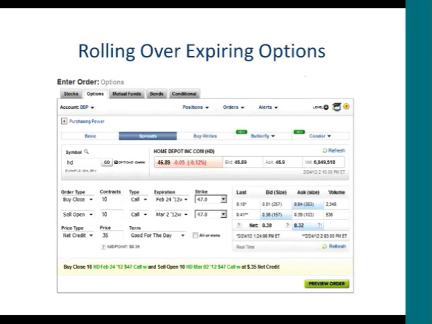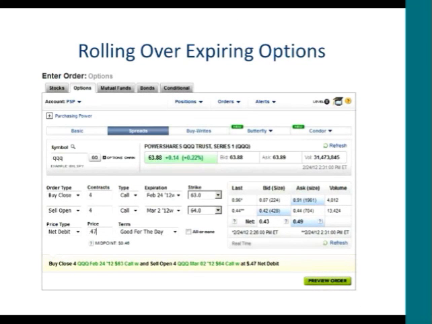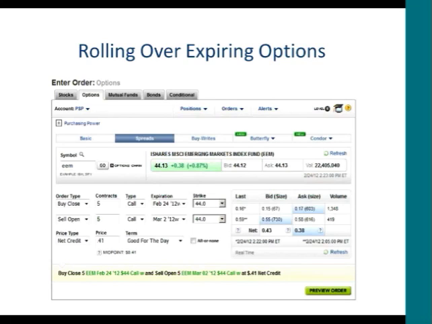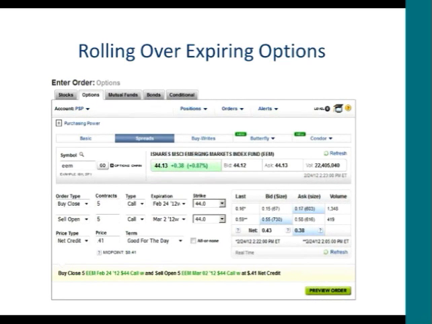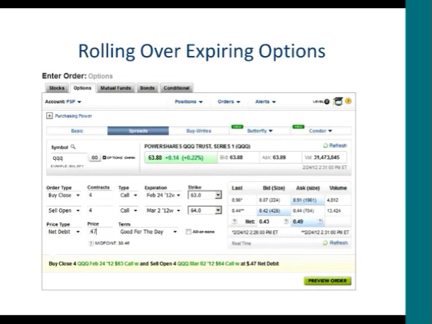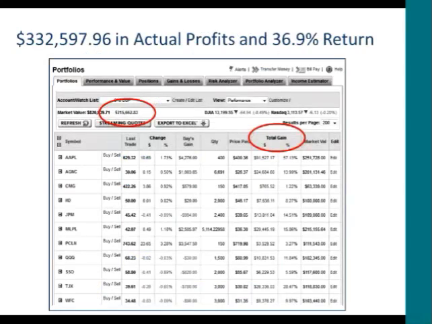And here's an example of rollover trades that I use, because again, I just hold the underlying stock or ETF in my account, and then I'll put an option spread order in to close out the expiring option and to sell to open the new option, and I like to use these spread orders to roll over at expiration.